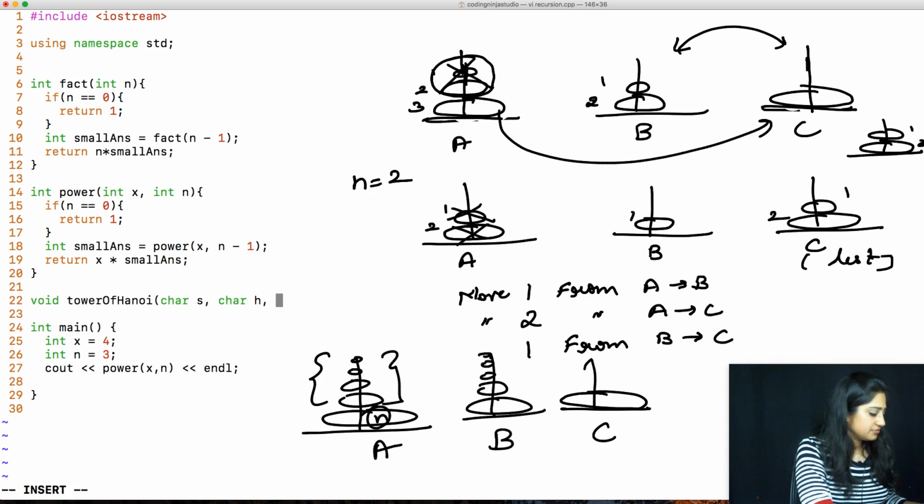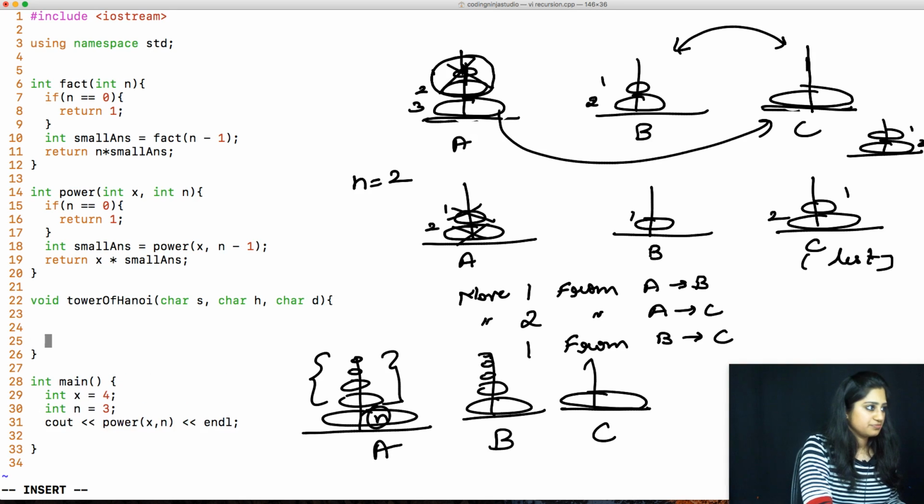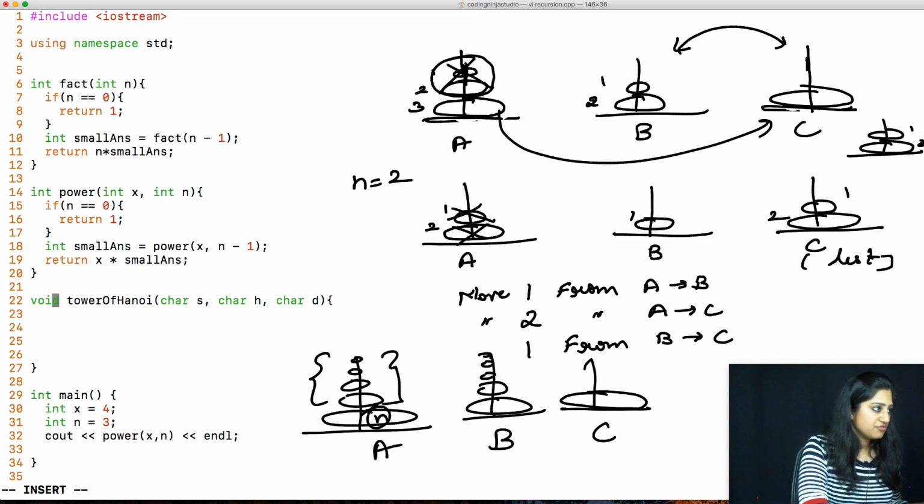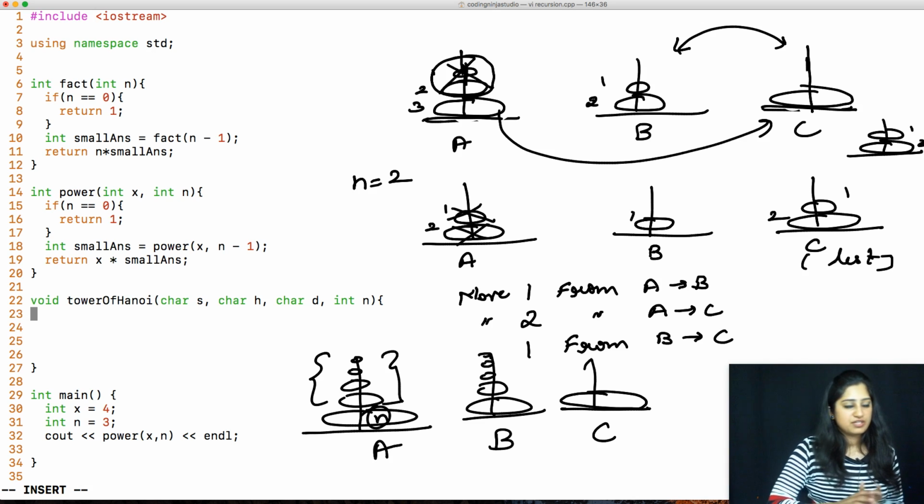and char D is for destination. So, char S, H and D, and obviously we need the number of disks that we have to transfer. So, int n, n is the number of disks that we have to transfer. Okay, so we are going to do it.